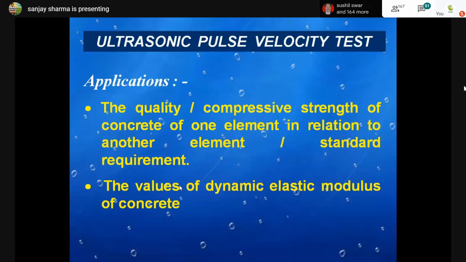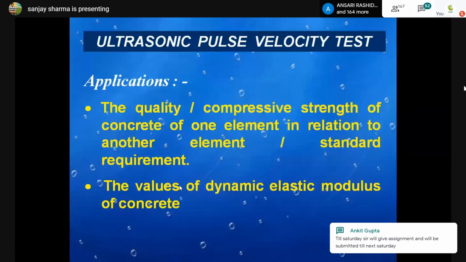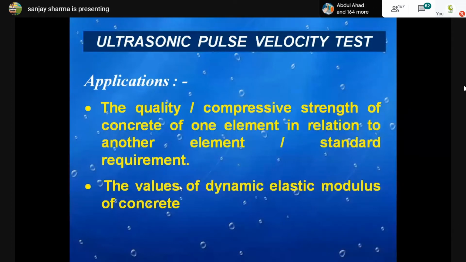No proper compaction was given in that particular case, but they used surface vibrators. Surface vibrators of not the required frequency were used at the site. So when they opened the formwork, they found it highly honeycombed, to the extent that you could take out the coarse aggregate by hand. To that extent, honeycombing was observed in this case.